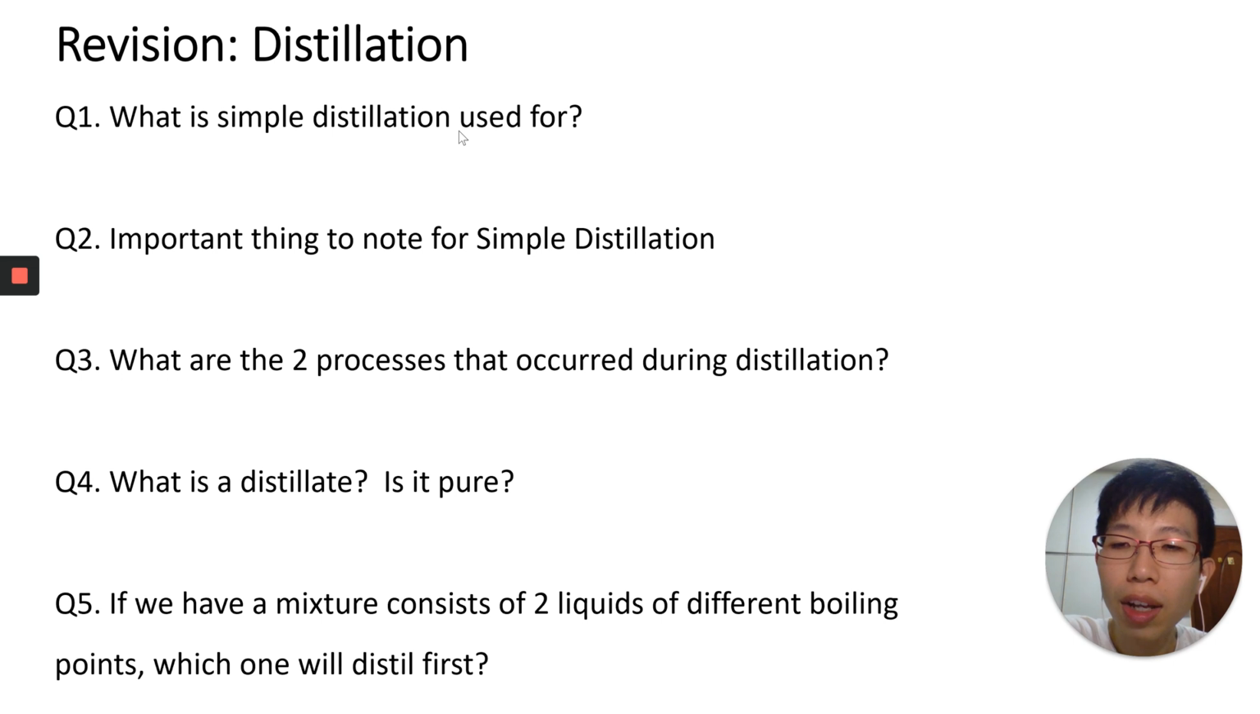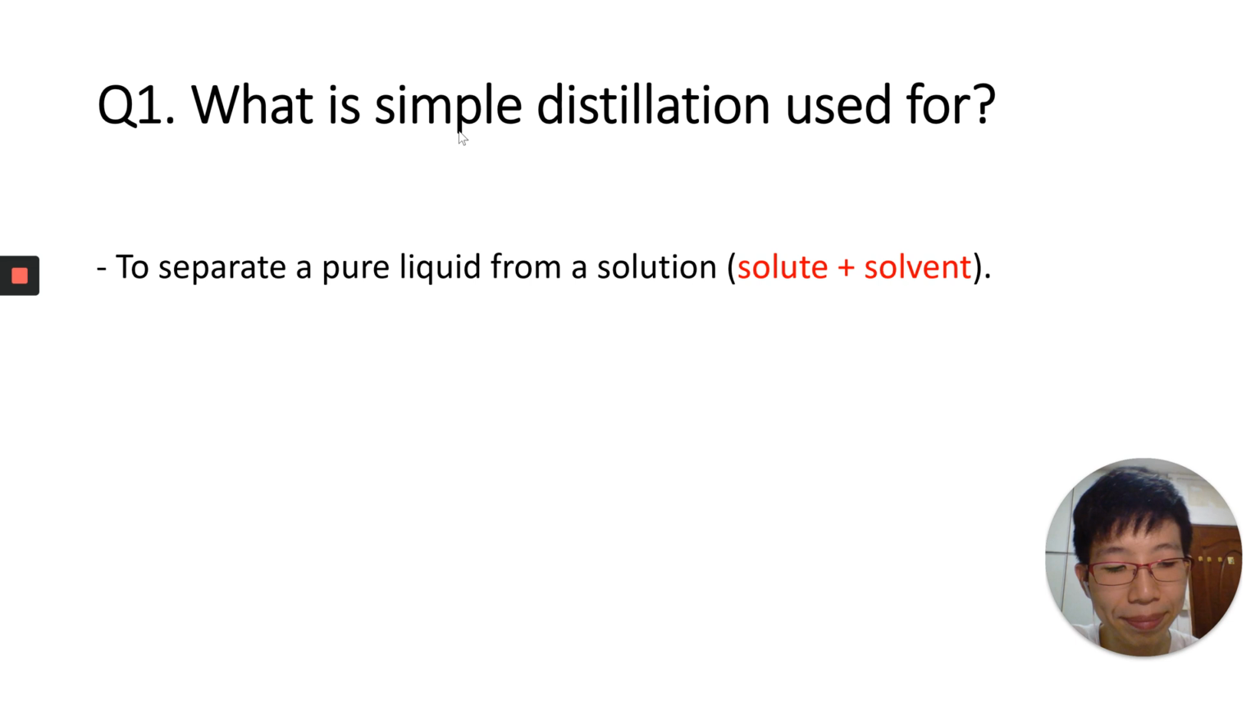And for question 3, what are the two processes that occurs during distillation? And question 4 and 5, what is a distillate? Is it pure? And for question 5, if we have a mixture consists of two different liquid of different boiling point, which one will distill first? Do they distill together or do they distill like one at a time? So these 5 questions are some key important questions that we need to know when we are working on questions related to distillation. So the first one, what is a simple distillation used for?